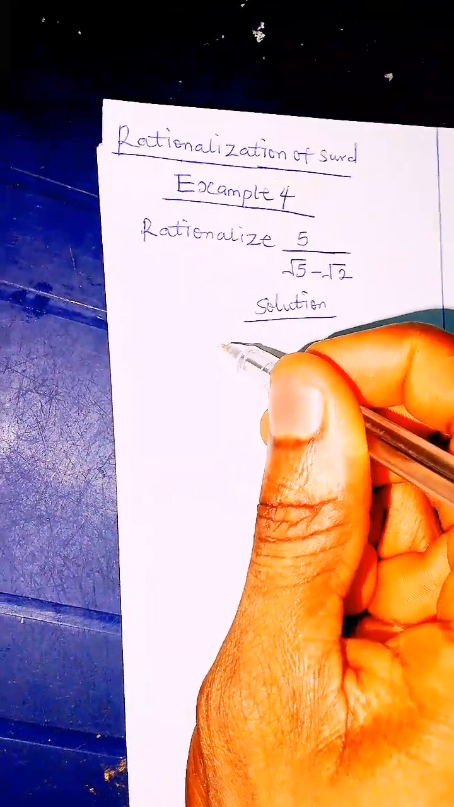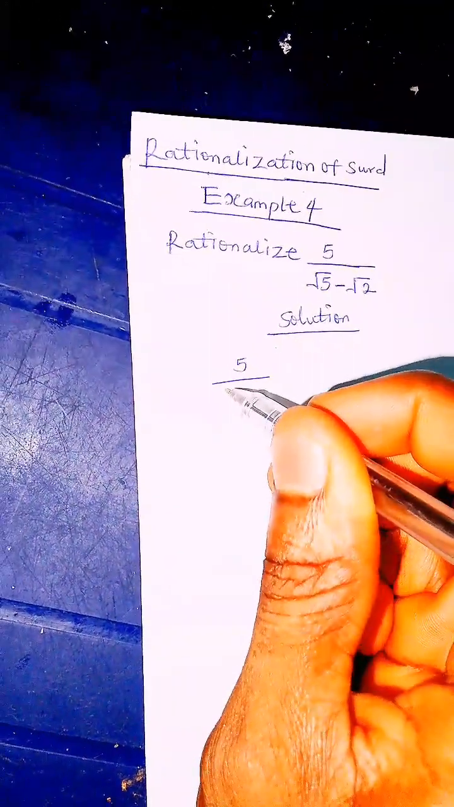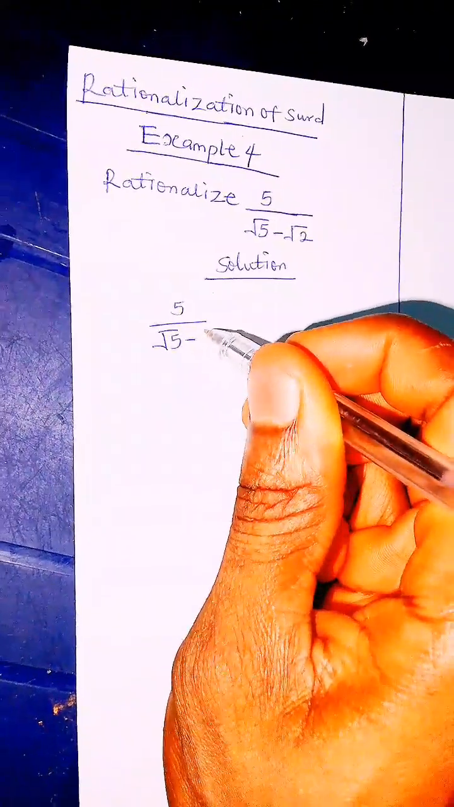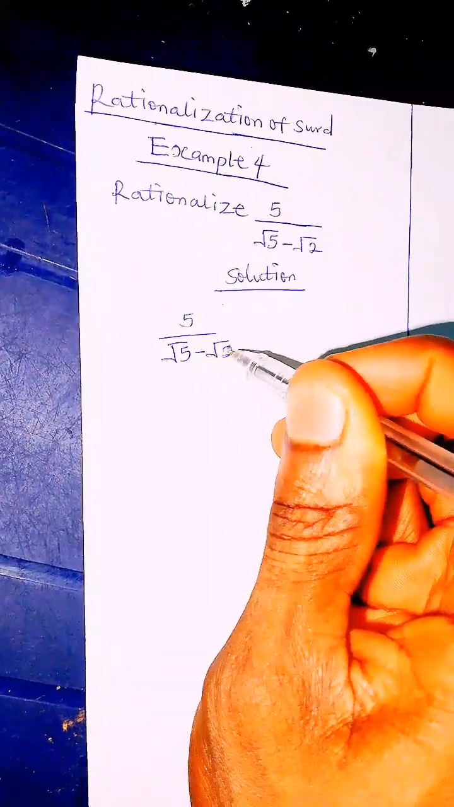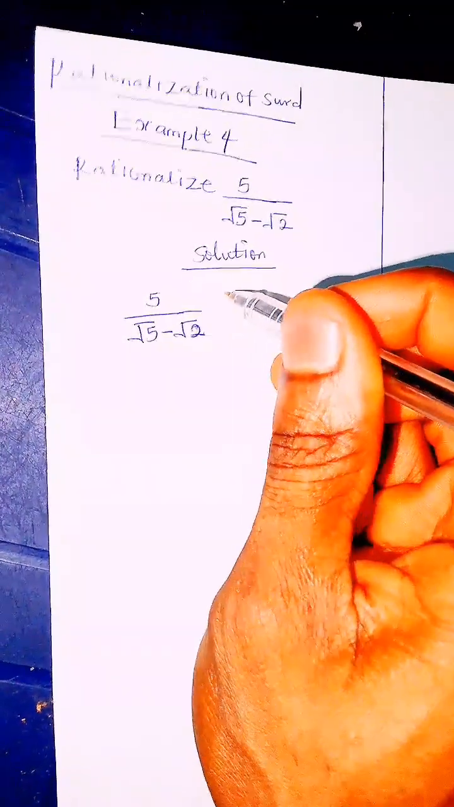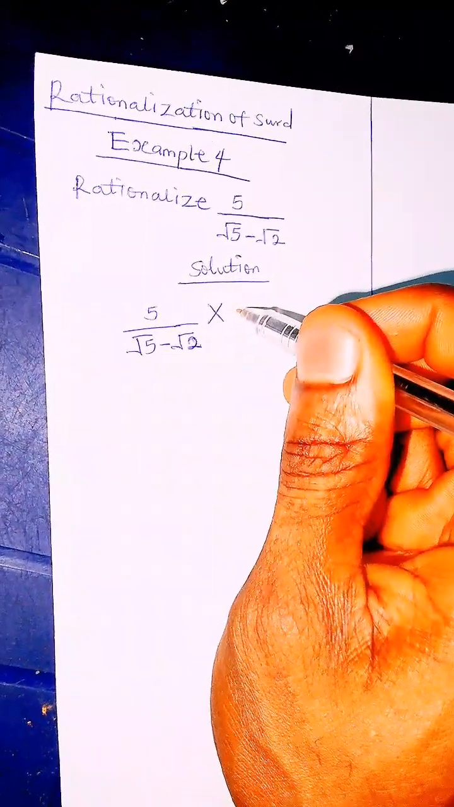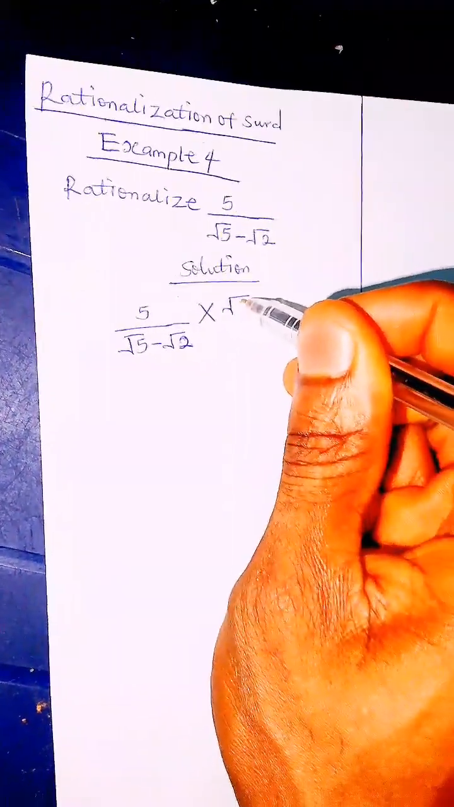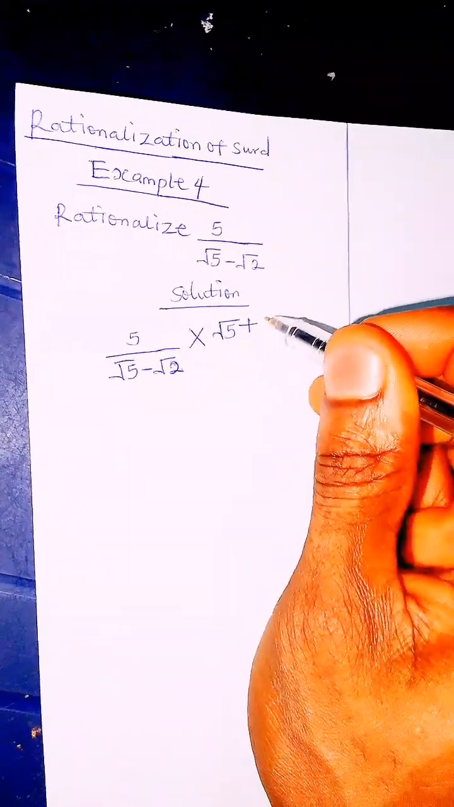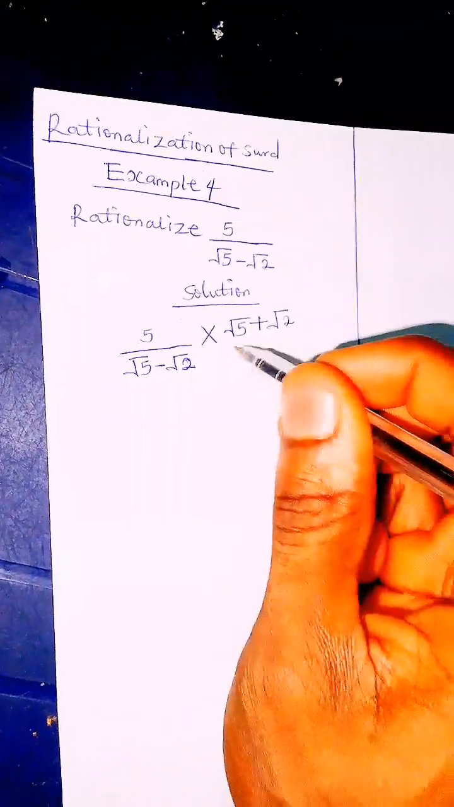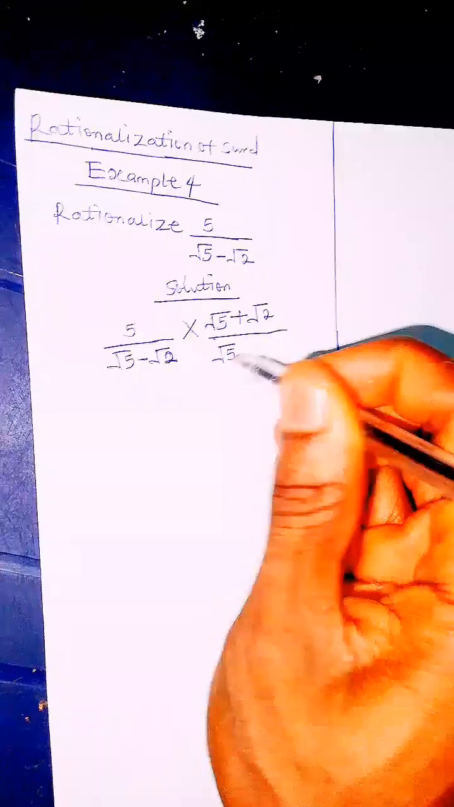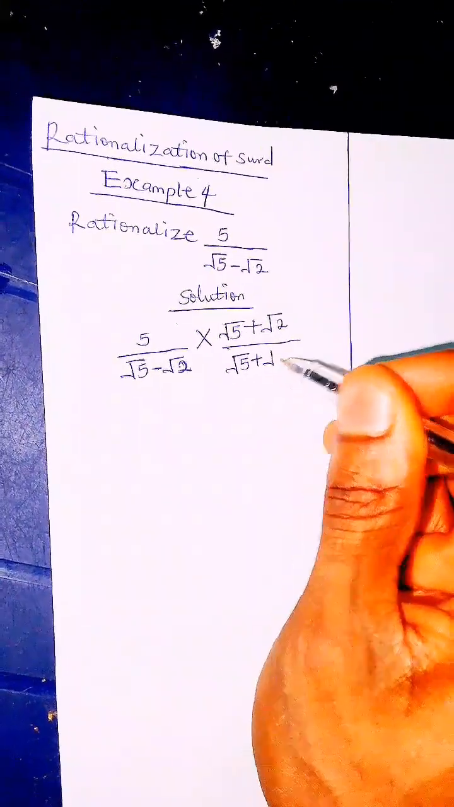Here we have 5 divided by root 5 minus root 2. To rationalize this, we use the conjugate of the surd. We multiply both the numerator and the denominator by the conjugate of the surd. Since it's minus, change to what? Plus. If you have been watching my previous video, to solve this will not be an issue to you.